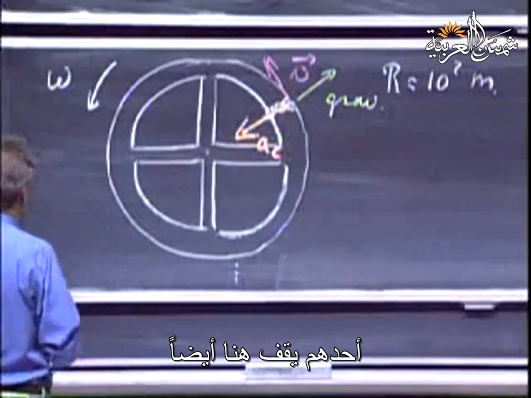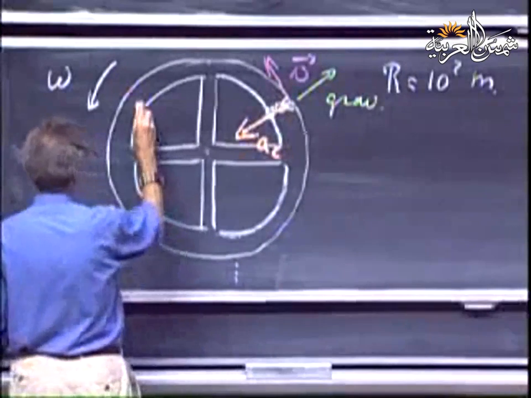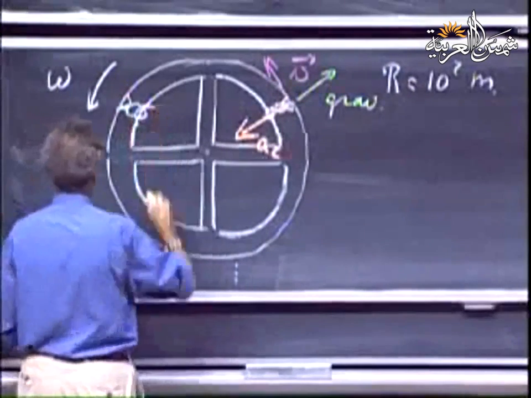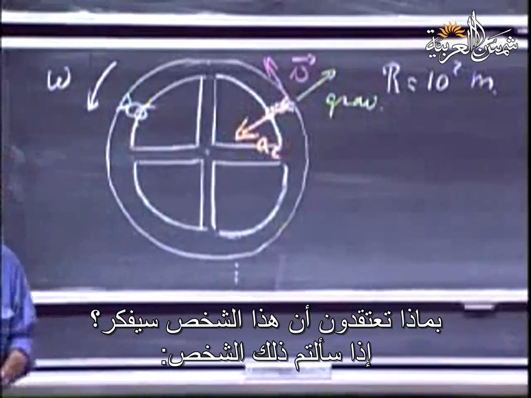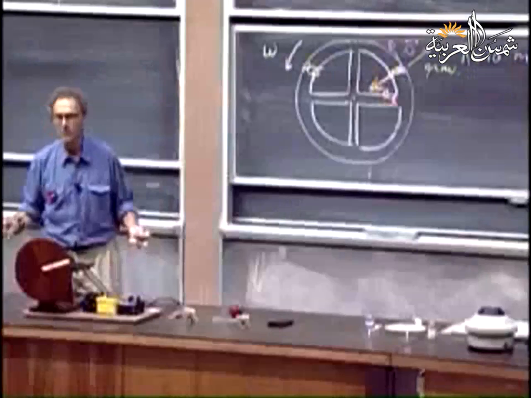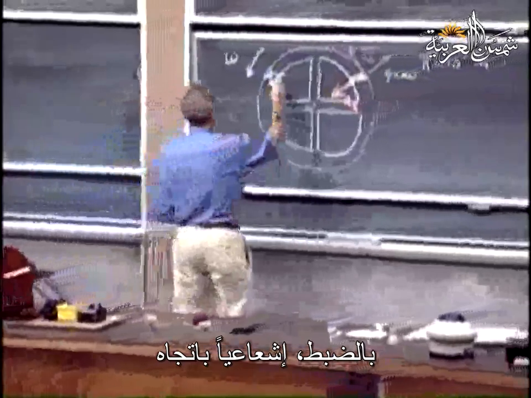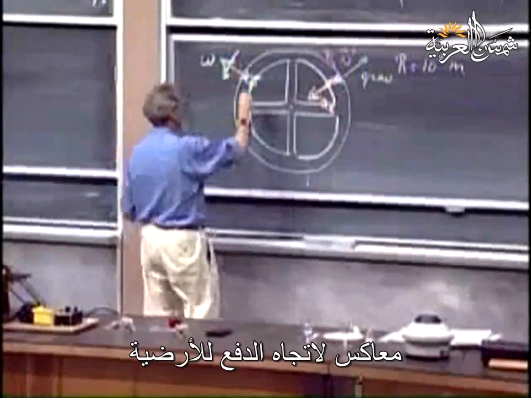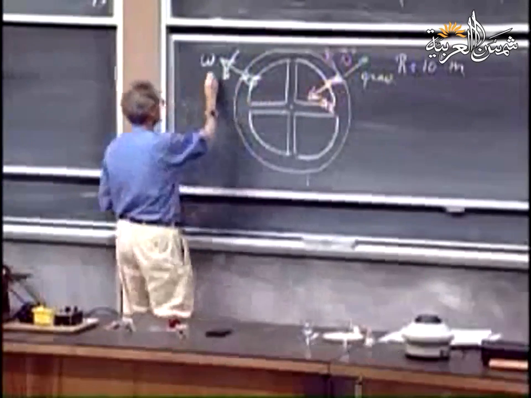Someone else is standing here. What do you think that person will think if I ask that person, what is the direction of gravity? Exactly. Radially outwards, opposing the push from the floor.